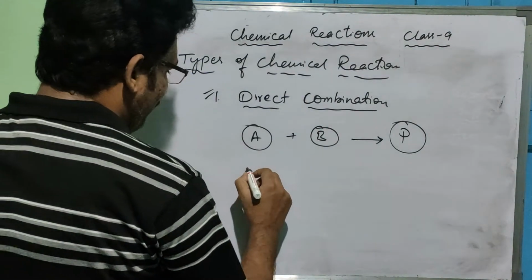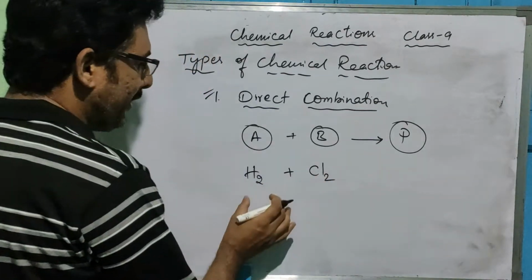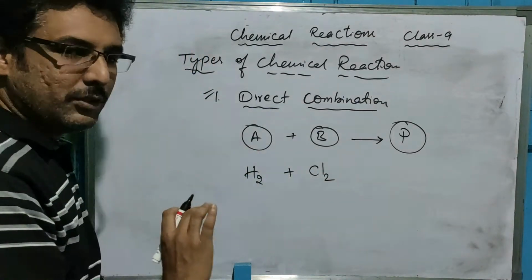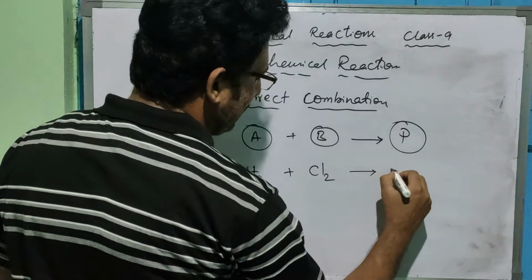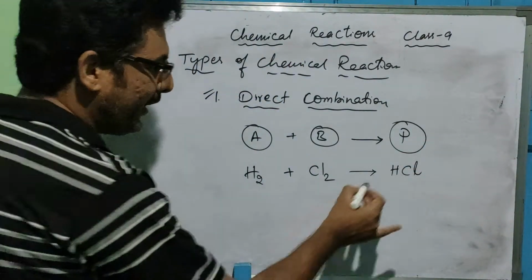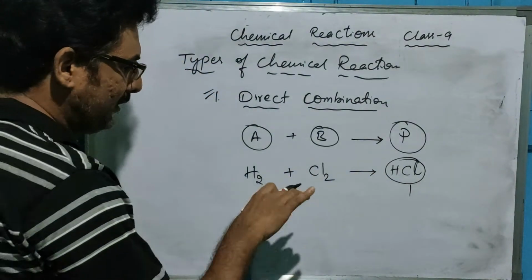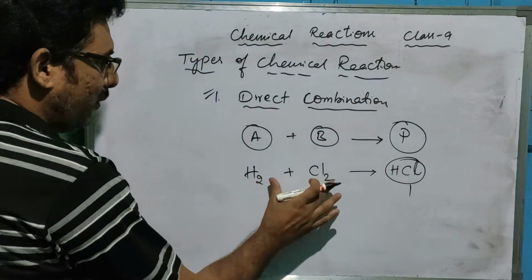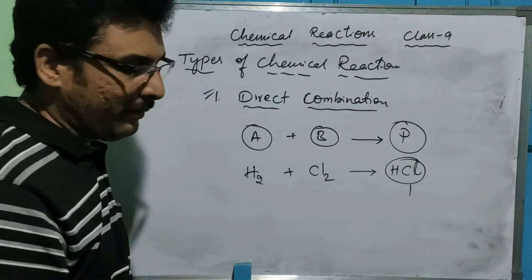For example, if you take H2 plus Cl2, so I'm taking hydrogen and chlorine. These two are two different gases. When these two react with each other, the product will be hydrogen chloride. So you're getting only one product. Hydrogen and chlorine combine and form hydrogen chloride.